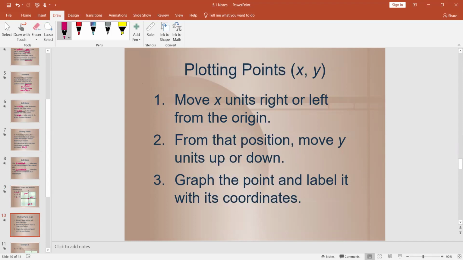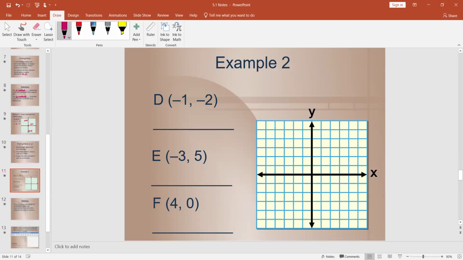All right, so this is the steps I just followed. I wanted to make sure you had them in your notes. When you plot points, you always move x units right or left from the origin. Start at the origin, go left or right, depending on whether it's positive or negative. Then from that position, once you've moved left or right, you go up or down based on the y units, whether they're positive or negative and how many they are. Once you've done both of those things, the point that you end up at, that's where you graph your point and then label it.